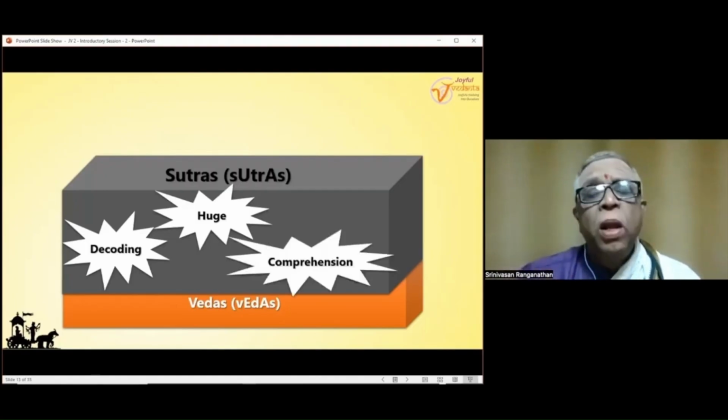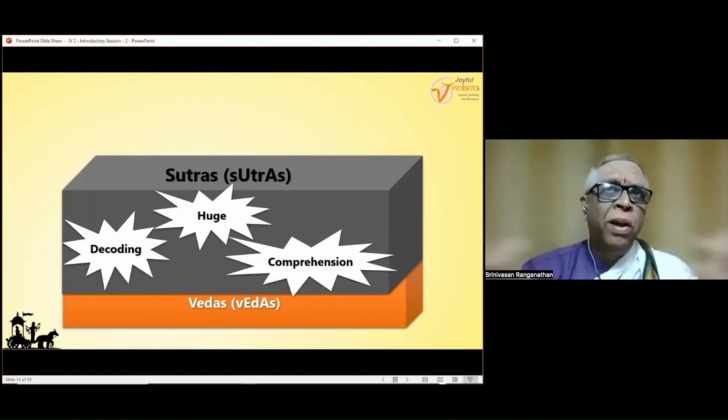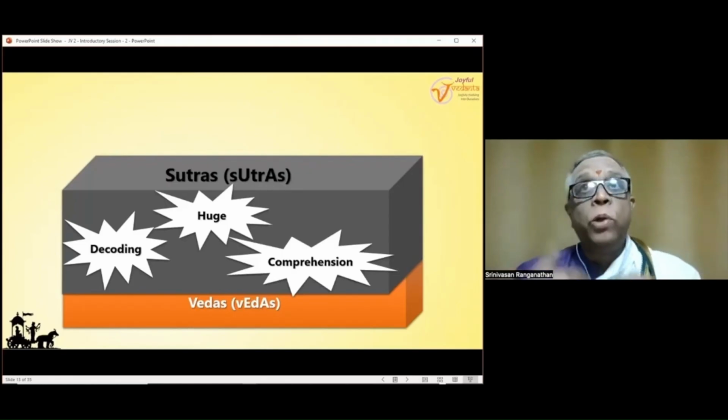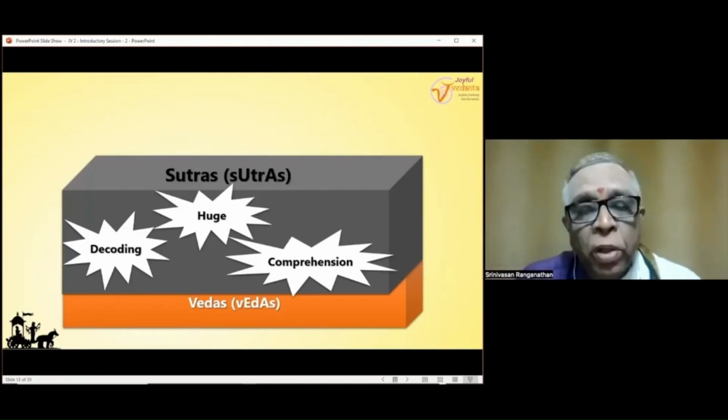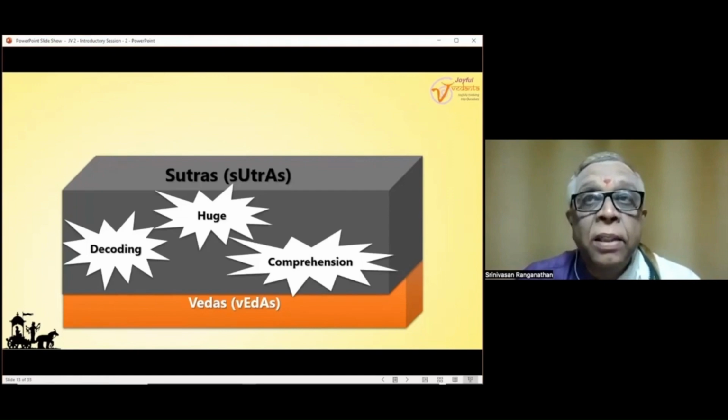Decoding was an issue. Because it is sutra, because it is codified, it became difficult to understand, right? So Patanjali, for example, just made one statement. You don't know what the statement means because it is codified, right? So we have to decode it. So these were the problems with the next layer, sutras.